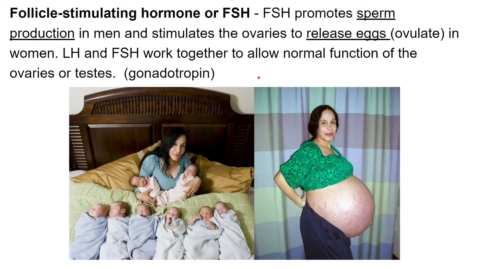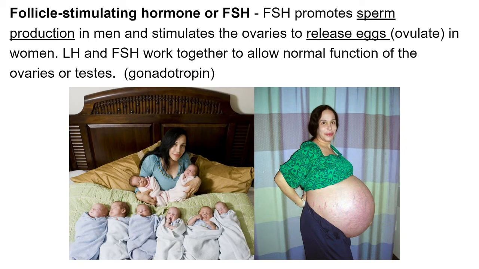So the next one we're going to talk about is follicle stimulating hormone, or FSH. It promotes sperm production in men and stimulates the ovaries to release eggs in women. So both of those last two work together to allow for a normal function of the ovaries or testes.